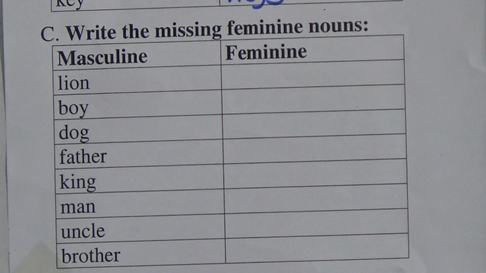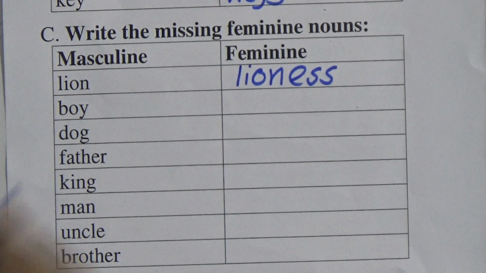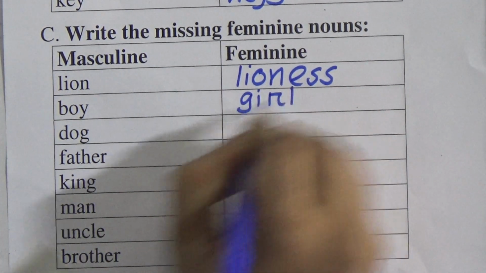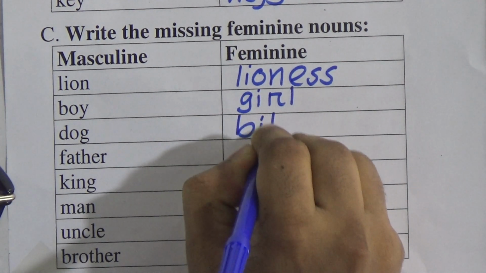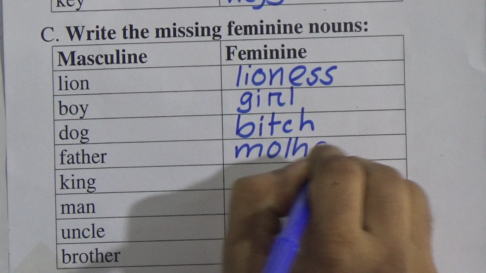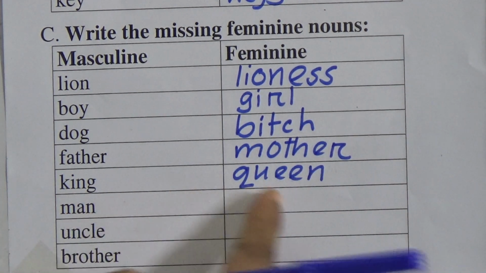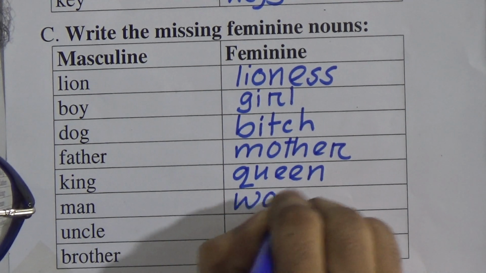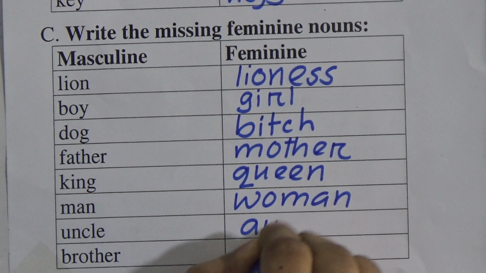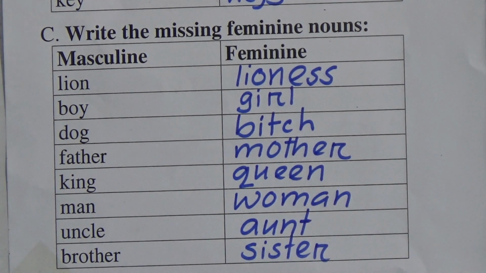Lion, the answer will be lioness. L-I-O-N-E-S-S, lioness. Boy, girl. Dog, bitch. B-I-T-C-H. Father, mother. M-O-T-H-E-R. King, queen. Man, woman. Uncle, aunt. And brother, sister. So lion, lioness; boy, girl; dog, bitch; father, mother; king, queen; man, woman; uncle, aunt; brother, sister.